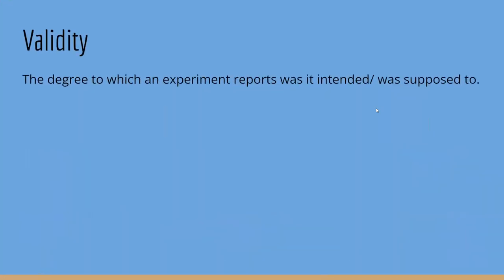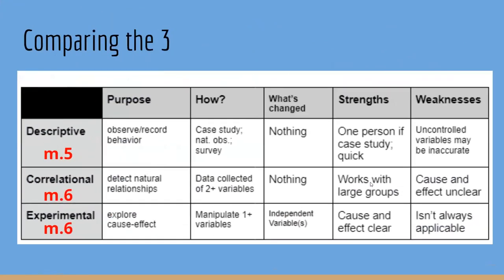All right, validity. This is just the degree to which an experiment reports what it was intended or supposed to. So that kind of is straightforward. All right, let's compare the 3. So remember, we talked about descriptive in Module 5. Let's talk about all of them now. So this is just kind of a review. Descriptive, the purpose is to observe a behavior or record it. Correlational purpose is to detect natural relationships. Experimental is to explore cause and effect. So remember, you don't want to make Vunt mad. Correlational, no, that's not cause and effect.